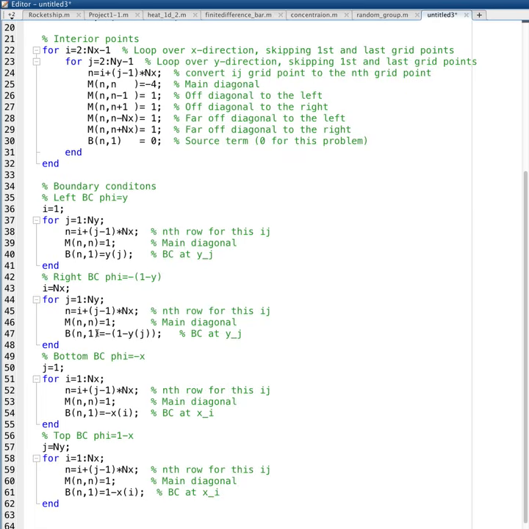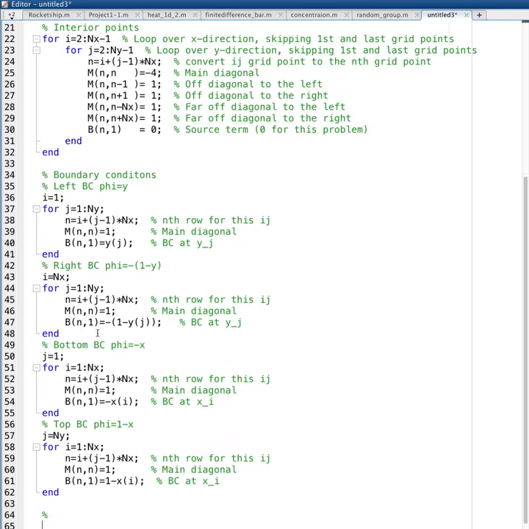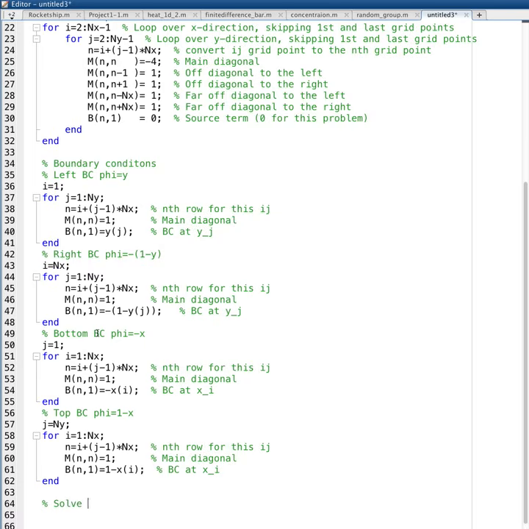So now we've really built our matrices, and those should be exactly what we need. Now once we have those, we can solve for the potential, which is our unknown. So I'm going to say phi is equal to, you can write this multiple ways, you could say inverse of M times b.